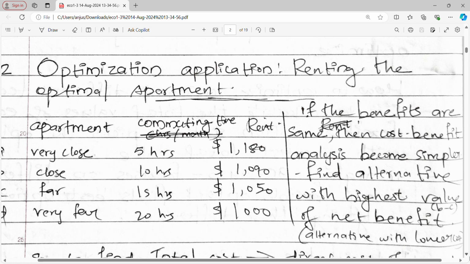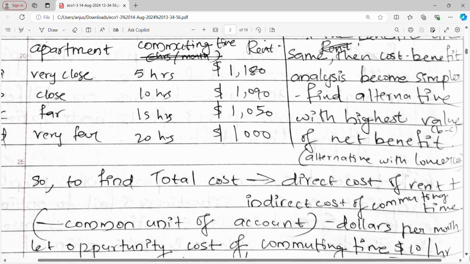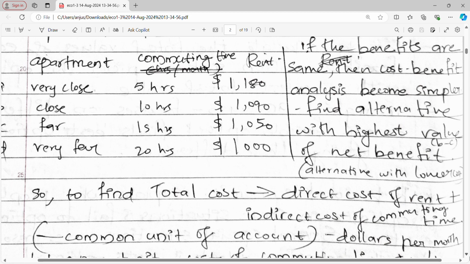If the benefits are the same, then cost benefit analysis becomes simpler. That is, total value analysis becomes simpler. Find the alternative with the highest value of net benefit. Net benefit means benefit minus cost. We have studied all this in the last chapter. So here, to find the total cost, what will be the total value here? It will be the direct cost of rent plus the indirect cost of commuting time.